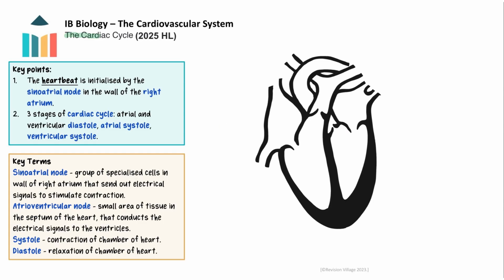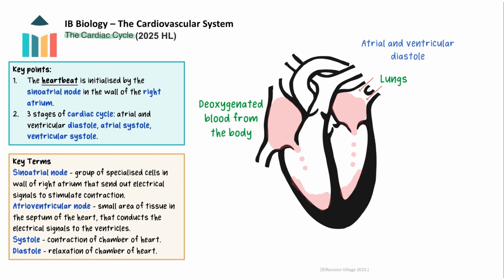Now let's look at the cardiac cycle and the pressure changes in the heart and blood vessels. The cardiac cycle can be split into 3 phases: atrial and ventricular diastole or relaxation, atrial systole or contraction, and ventricular systole. In atrial and ventricular diastole, when the atria and ventricles are relaxed, blood is passively flowing from the atria into the ventricles through the atrioventricular valves. The left atrium receives oxygenated blood from the lungs through the pulmonary vein, and the right atrium receives deoxygenated blood from the body via the inferior and superior vena cava.